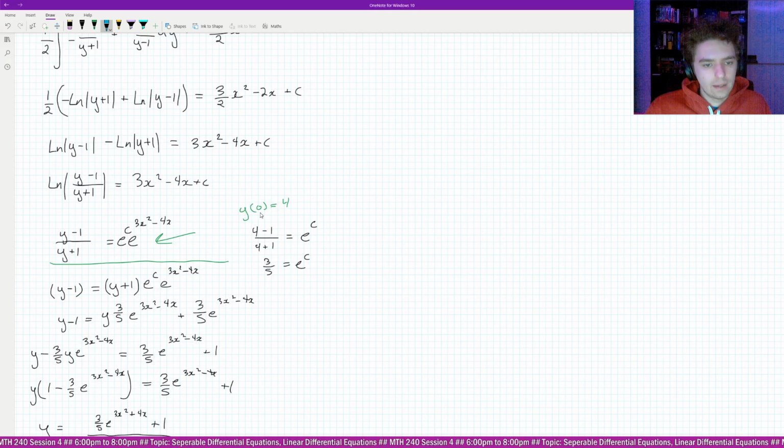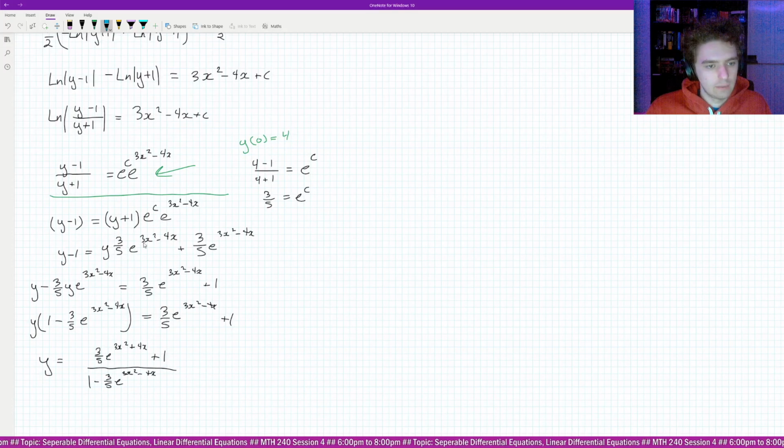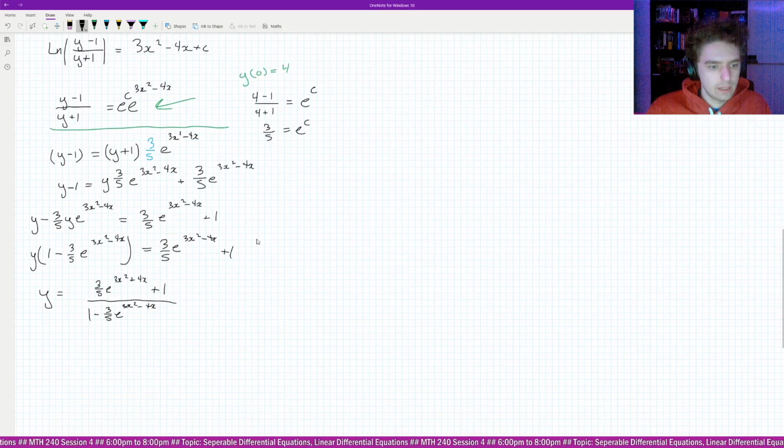So at any point I can apply this. y of 0 equals 4. When x is 0, the whole exponent is 0, so e to the 0 is 1. So 4 minus 1 over 4 plus 1, because of y minus 1, y plus 1, gives me 3/5 equals e to the c. I don't have to solve for c, I can just solve for e to the c because that's what I have. So I can just replace it everywhere that I see it. Technically this should also be 3/5 there. So 3/5 there, and so e to the c gets all replaced like that. And from here I just rearrange for y, which is kind of messy to look at, but is what's happening.